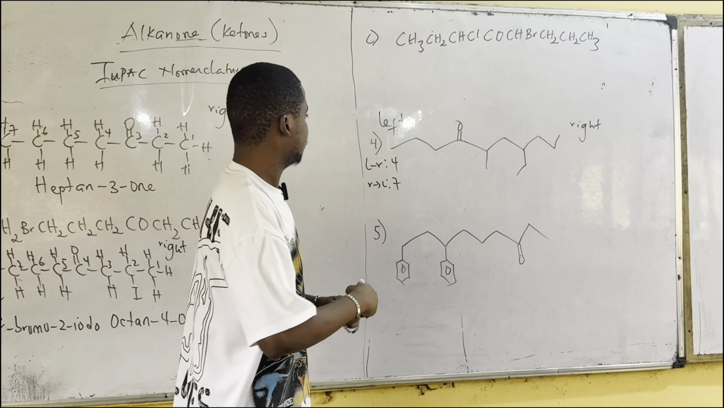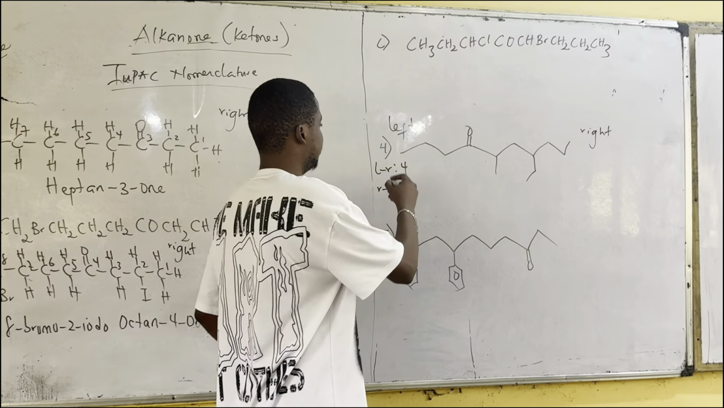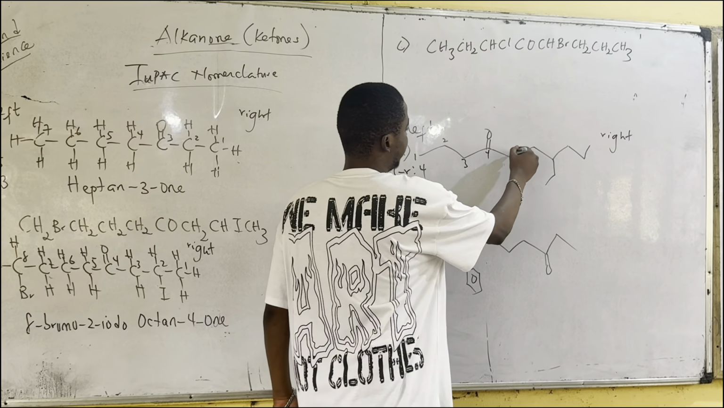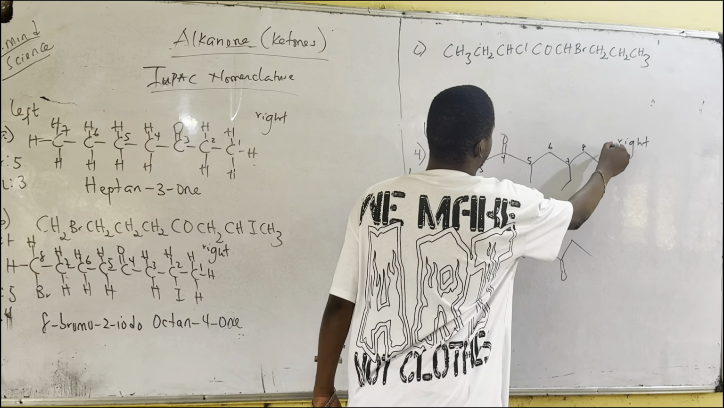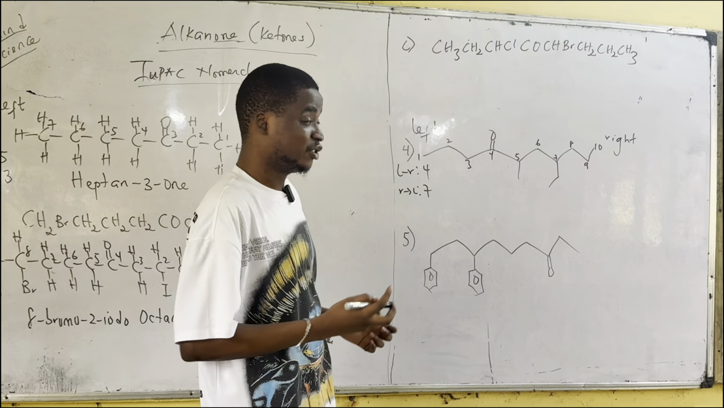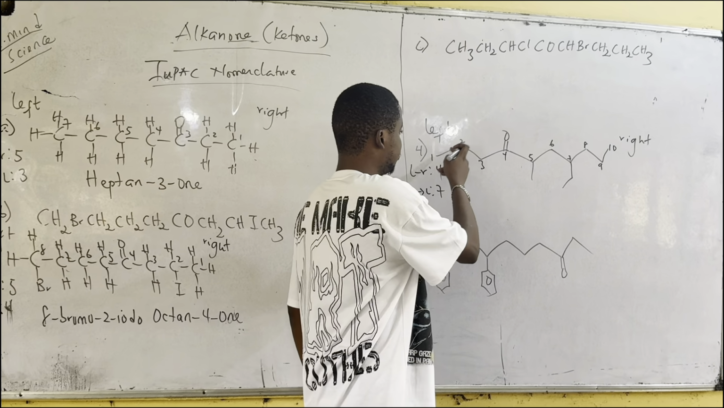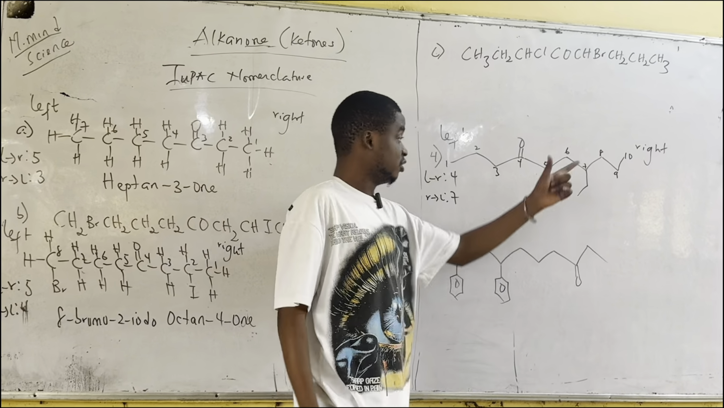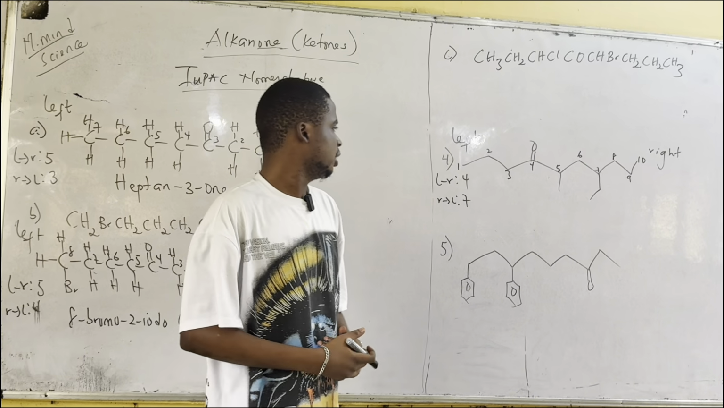Now let's see how we know about the chain. The longest chain is going to be 1, 2, 3, 4, 5, 6, 7, 8, 9, 10. You can also feel free to count in every direction, but remember it must be the longest continuous chain. Because if you count like this, 1, 2, 3, 4, 5, 6, 7, 8, 9, 9 is not up to 10. So our longest continuous chain is 10.